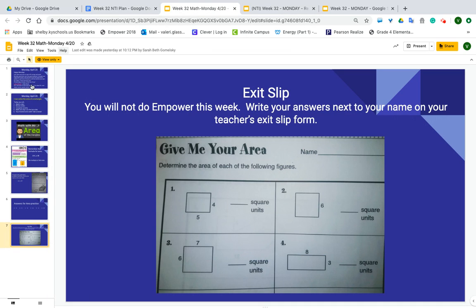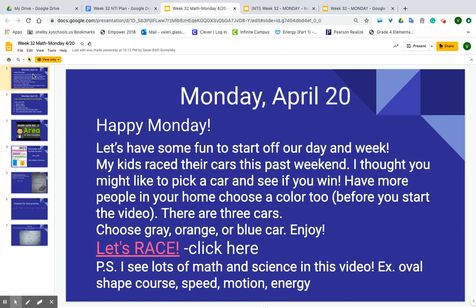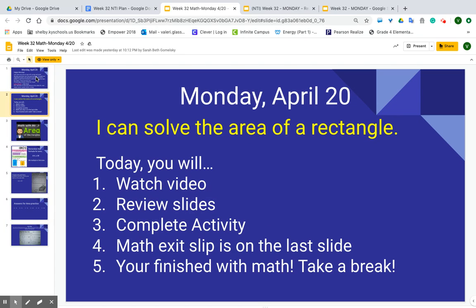Next, we're going to look at math. Happy Monday. So let's have some fun to start off your day and week. So you're going to click on the less race and do a little race and have a little bit of fun with that. After you're done with that, it says I can solve the area of a rectangle. So it gives you a list of what you're going to do. Watch the video, which we just talked about, review the slides, complete activity, and then you'll have a math exit slip on the last slide.